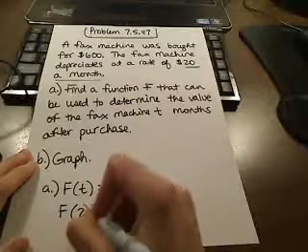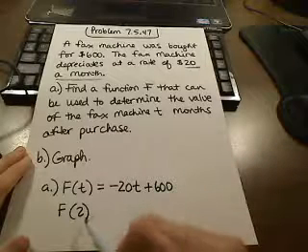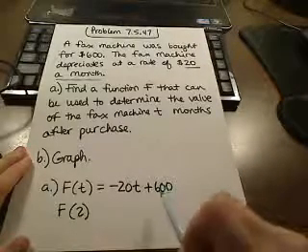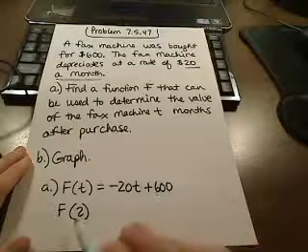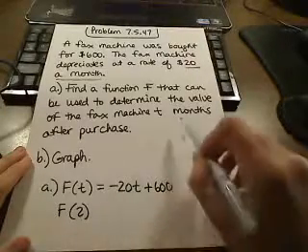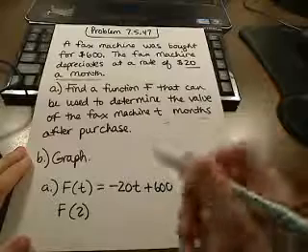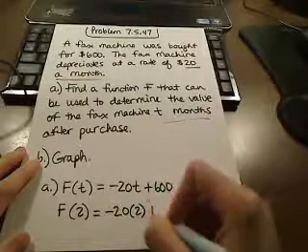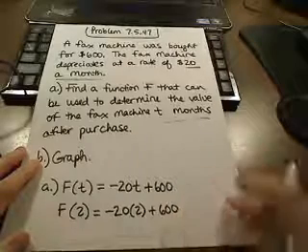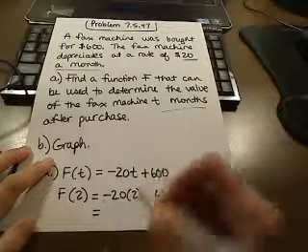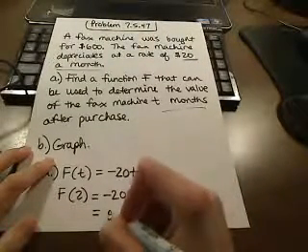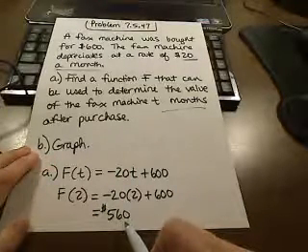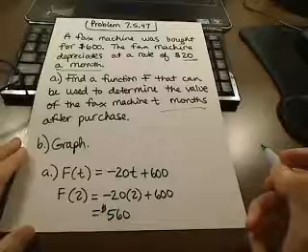So if we were to do f of 2, that would tell us at 2 months what the value of the fax machine was, because t equals 2 would be 2 months. When we plug that in, we know that we're decreasing by $20 a month, so at 2 months, it's worth $560.